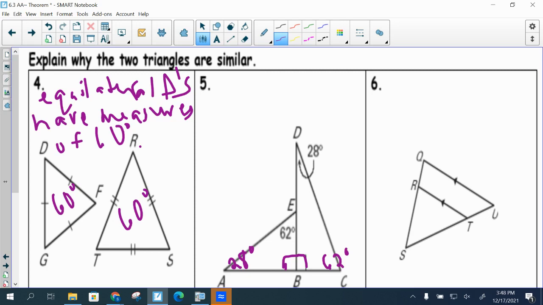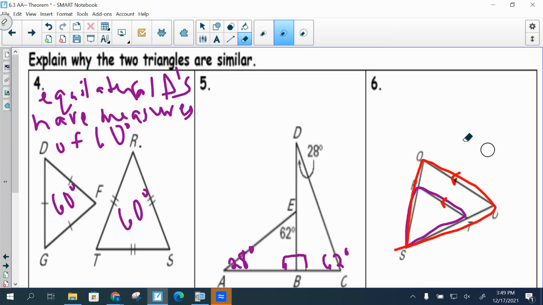So for number 6, you're looking at this triangle and then the triangle outside of it. So since you know that these are parallel, you also know that you have corresponding angles. So I'm actually going to erase this so we can see a little bit better.